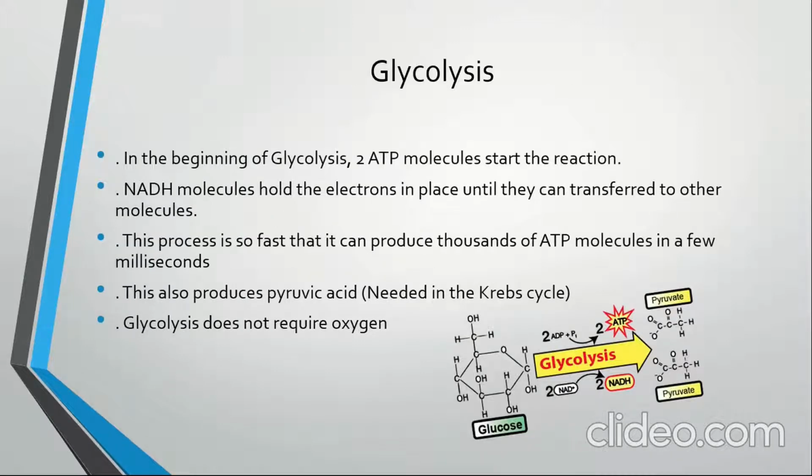Glycolysis. In the beginning of glycolysis, two ATP molecules start the reaction. NADH molecules hold the electrons in place until they can transfer to other molecules. This process is so fast that it can produce thousands of ATP molecules in a few milliseconds. This also produces pyruvic acid, needed in the Krebs cycle. Glycolysis does not require oxygen.